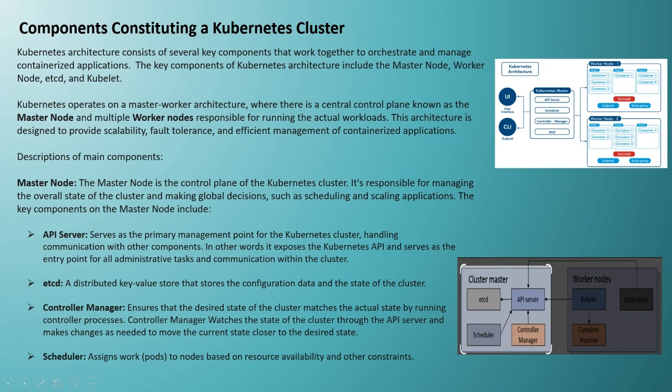Next component of master node is scheduler. Scheduler assigns pods to nodes based on resource availability and other constraints. As applications evolve and demand fluctuates, the scheduler adapts dynamically. It scales your applications by intelligently distributing new pods to nodes with available resources, maintaining an optimal balance within the cluster.